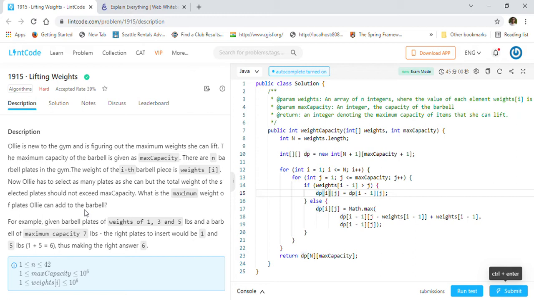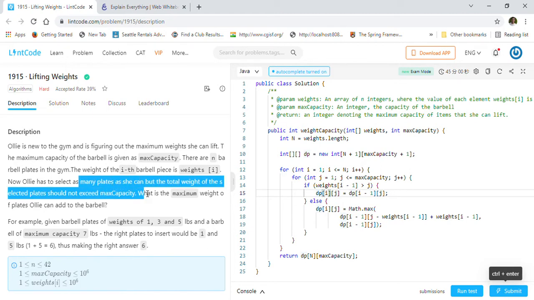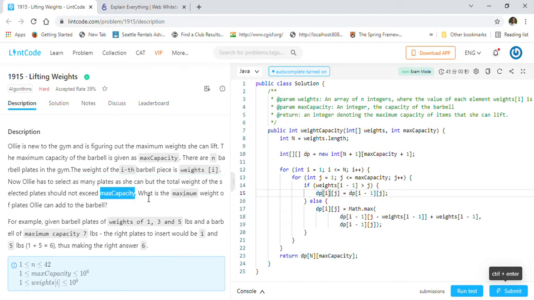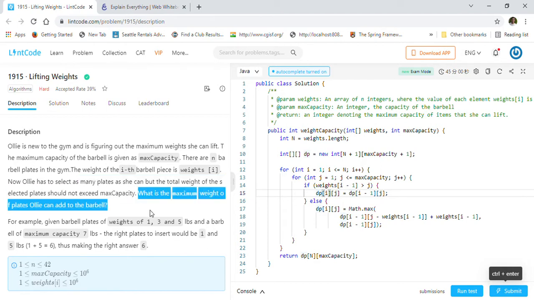So let's go through the description that they have given us. Oli is new to the gym and is figuring out the maximum weight she can lift. The maximum capacity of the barbell is given as max capacity. There are n barbell plates in the gym. The weight of the ith barbell plate is weights[i]. Now Oli has to select as many plates as she can, but the total weight of the selected plates should not exceed max capacity. What is the maximum weight of plates Oli can add to the barbell?